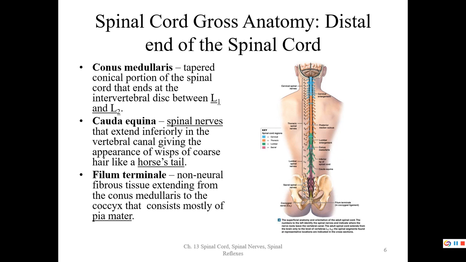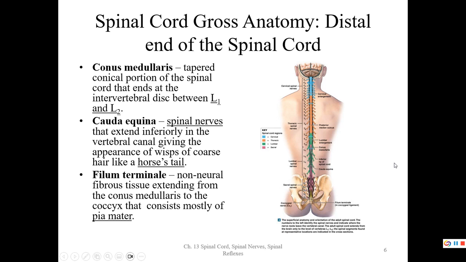The cauda equina are spinal nerves that look like a horse's tail. Cauda, tail; equina, horse; horse's tail. They are spinal nerves that extend inferiorly through the vertebral canal, and they're wispy, so they look like the tail of a horse. And you can see them right here, the cauda equina going down.